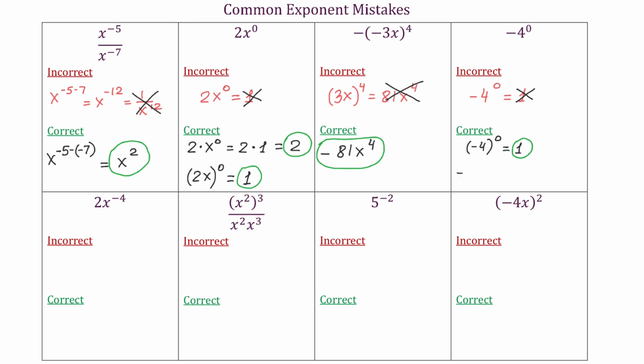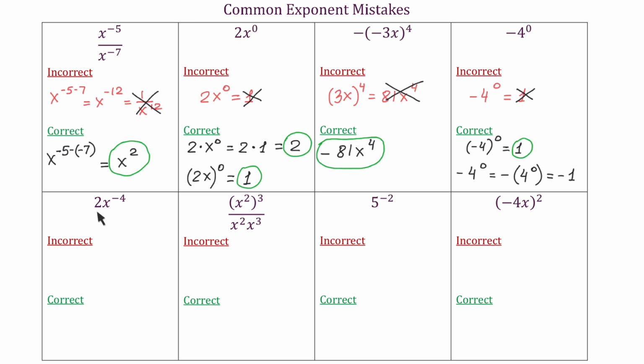So we have a negative in front of 4 to the 0 power, and if we want to use parentheses, then we would have a negative, and we can write 4 to the 0 power in parentheses. Then this equals negative 1.